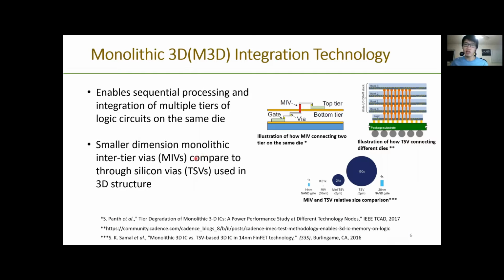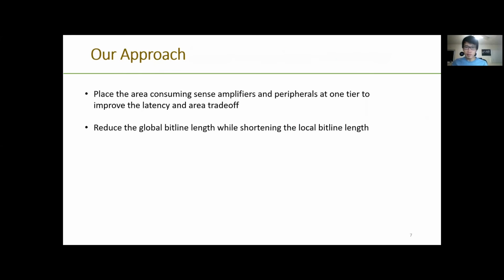So Monolithic 3D technology enables processing and integration of multiple tiers of logic circuits on the same die. Compared to the traditional 3D structure that uses through-silicon vias to connect different dies together, the monolithic inter-tier vias of M3D technology have 10,000 times smaller dimension than the TSV, so that we can achieve very fine-grained vertical interconnects on a single die. For designing DRAM with M3D technology, our idea is to put the sense amplifier on one tier and the DRAM cell array on the other to improve the latency-area trade-off.